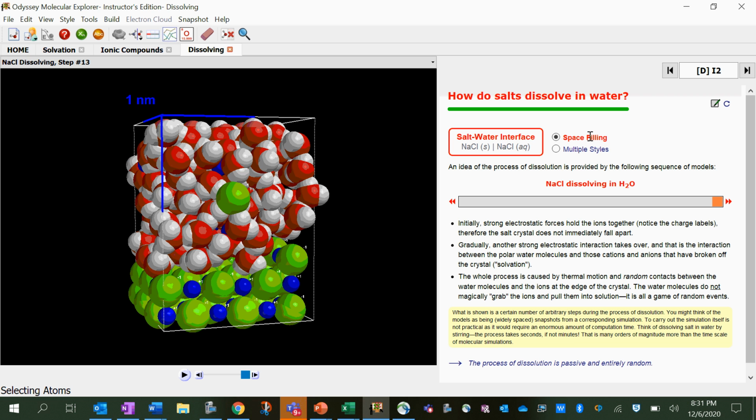We can kind of see what it looks like with the space filling too. See, they've separated and now they're mixed in with the water molecules.